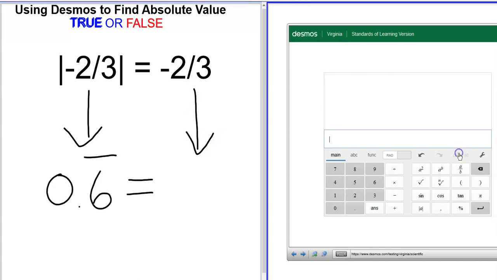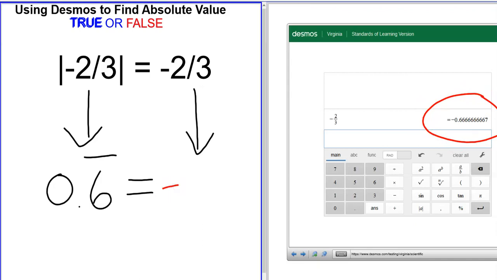So I'm going to clear out my calculator. I'm going to put in negative, and then I have a 2 on the top. Click on the box, put a 3 on the bottom, and then you'll notice that I do have a similar number right here, but it's a negative. Oh, so this is a negative 0 6/10 repeating.